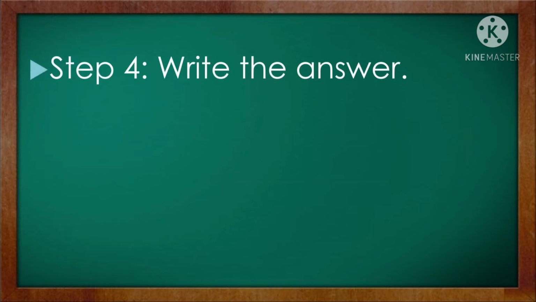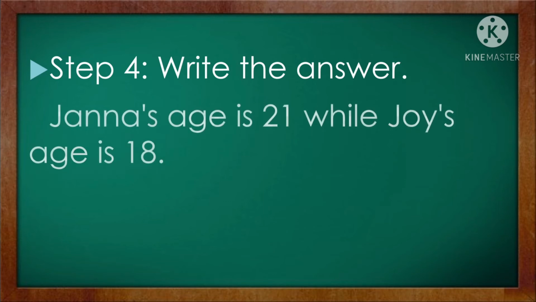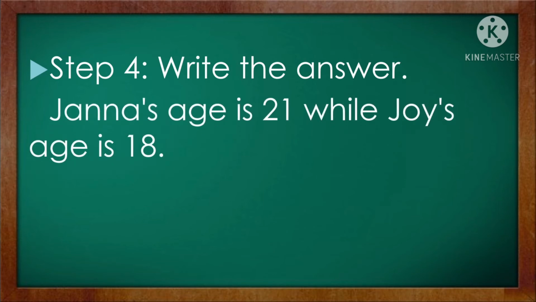Step 4. Write the answer. Jana's age is 21, while Joy's age is 18.